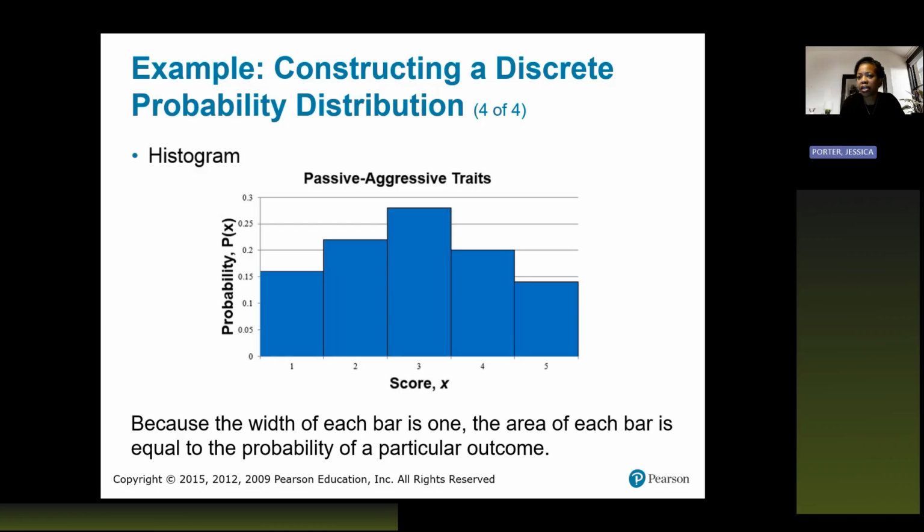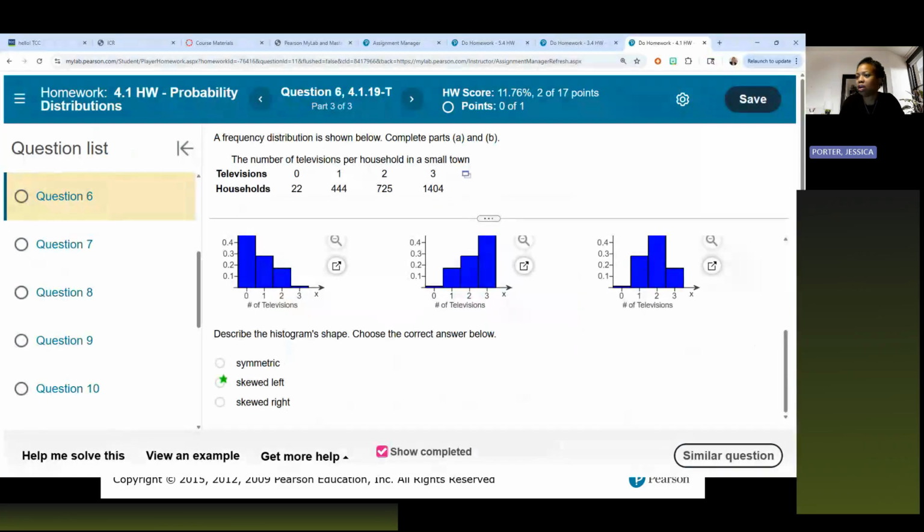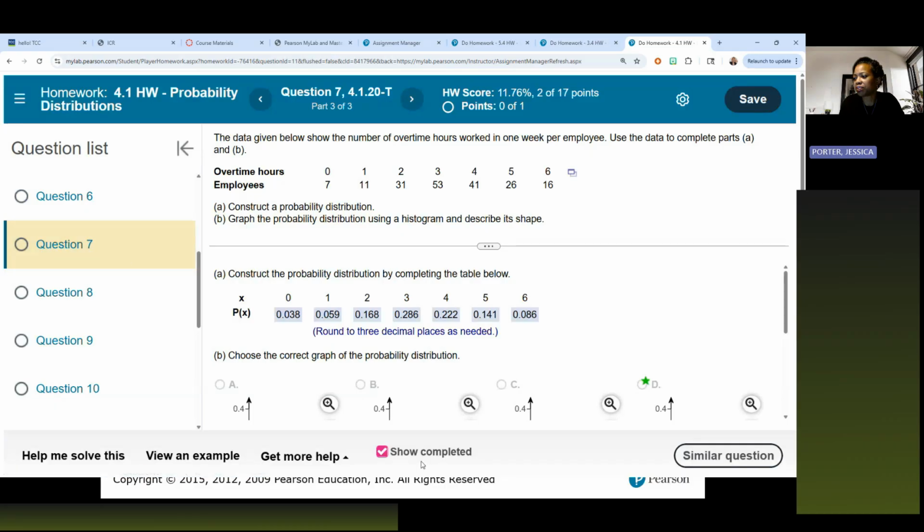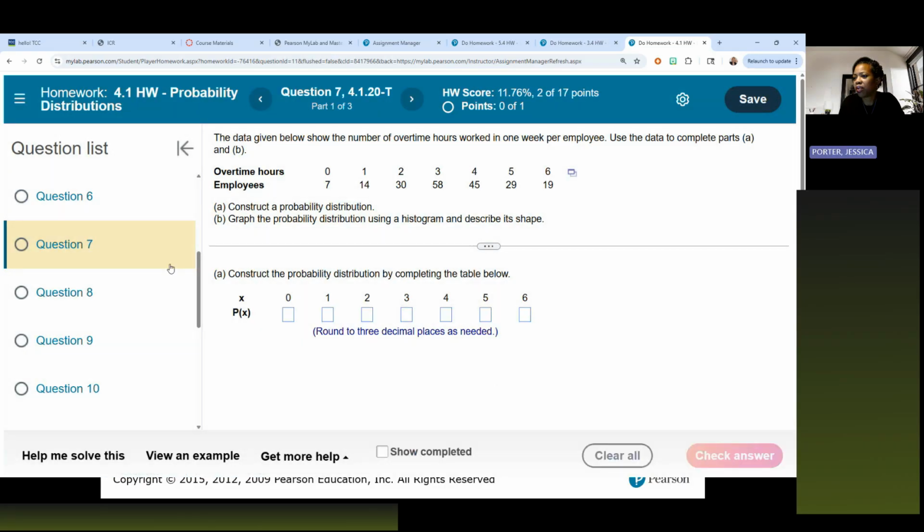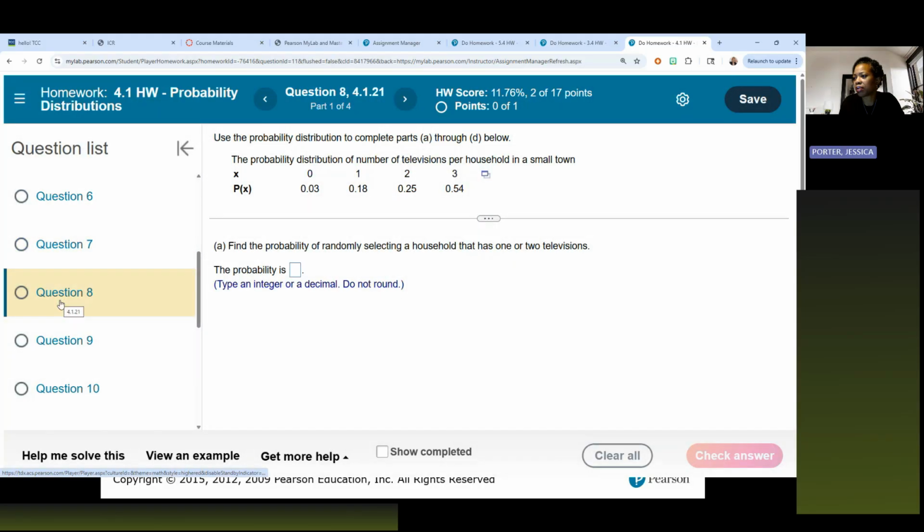Okay. Let's look at question 7. Is it going to be a similar question? I want to work one of these. Question 8. Okay, so here is probabilities. Find the probability of randomly selecting a household that has one or two televisions.